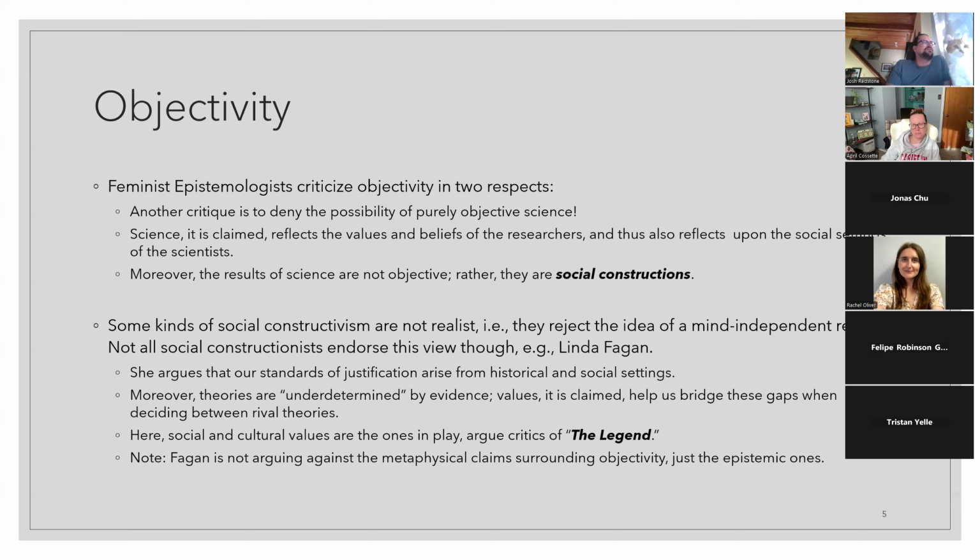In what sense are they social constructions? Well, our standards of justification, what we've been talking about in this class to a great extent so far, are not objective. Rather, they arise from particular social and historical settings. So science is always happening within a social or historical context, including our standards of justification. And you can see how the standards of justification have changed over the years, right?